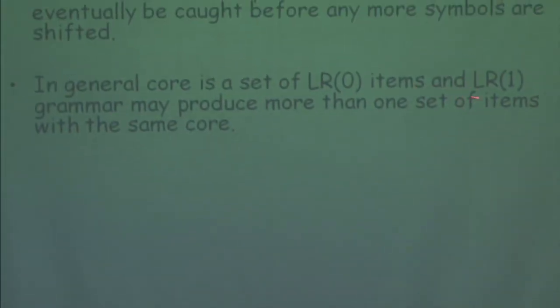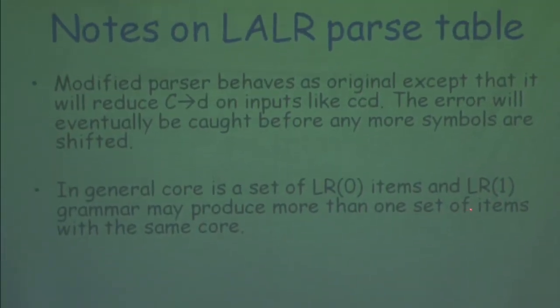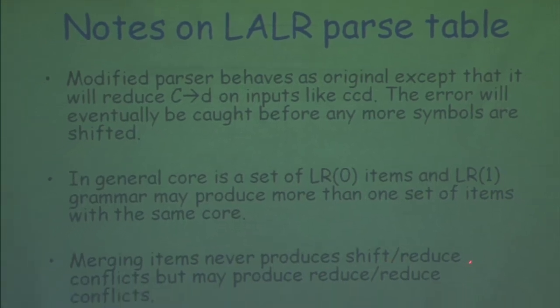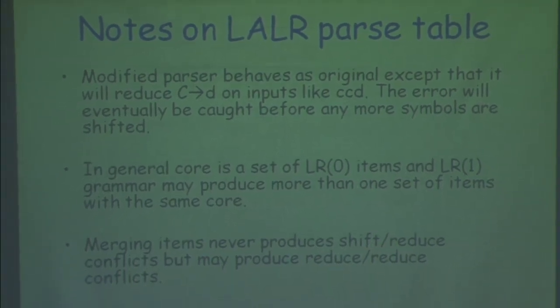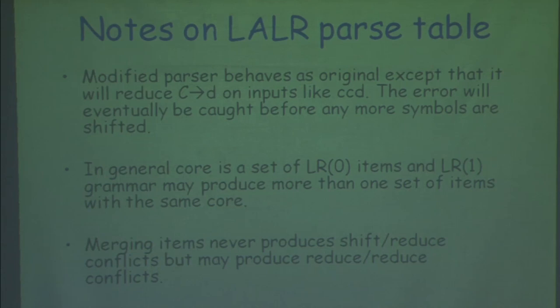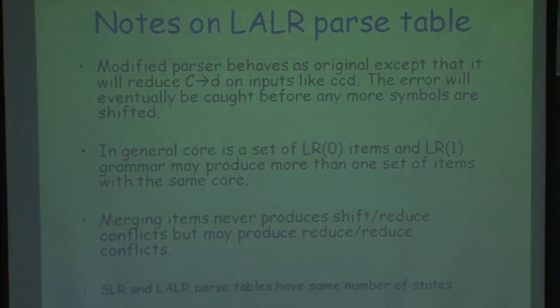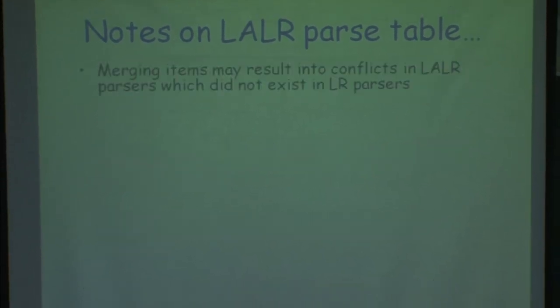So in general, a core is a set of LR(0) items, and an LR(1) grammar may produce more than one set of items for the same core. And merging these never produces a shift-reduce conflict, but may produce reduce-reduce conflicts. Okay? And SLR and LALR parsers have the same number of states. Both the parse tables are going to have the same number of states. Continuing on this discussion, merging may result in conflicts in LALR, and these conflicts are reduce-reduce conflicts.